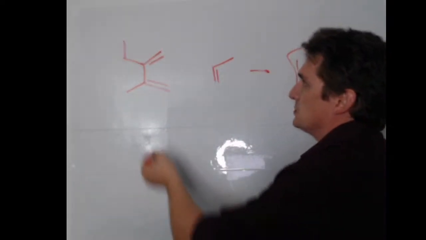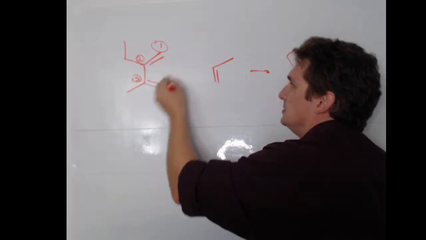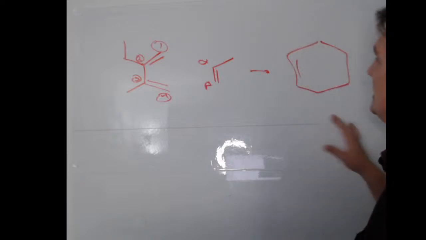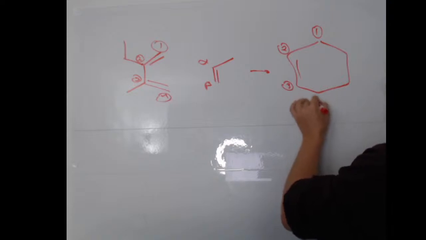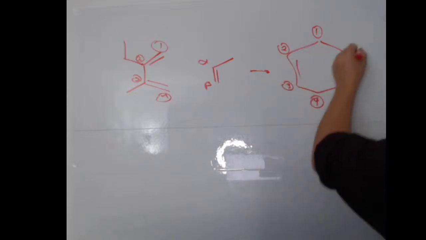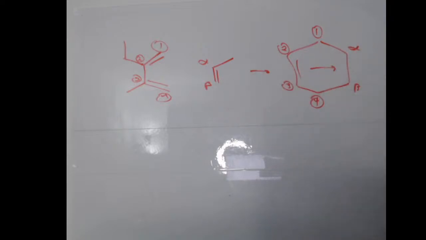Now, how do we keep track of what's what? Well, number 1, 2, 3, 4. In this one, we're going to do alpha and beta. You can do A and B, whatever works best for you. In the final product, this is where the carbons are, 1, 2, 3, 4. And alpha and beta always appear opposite that double bond. So alpha and beta here are always going to be opposite the double bond.